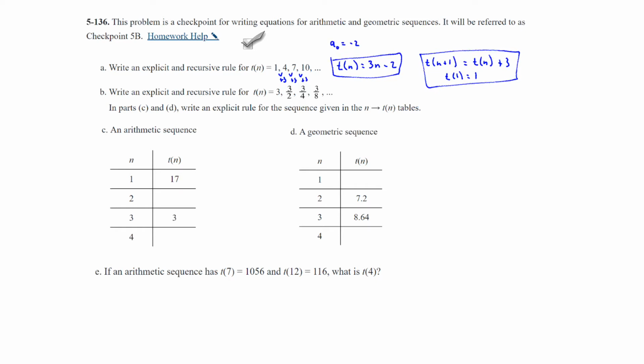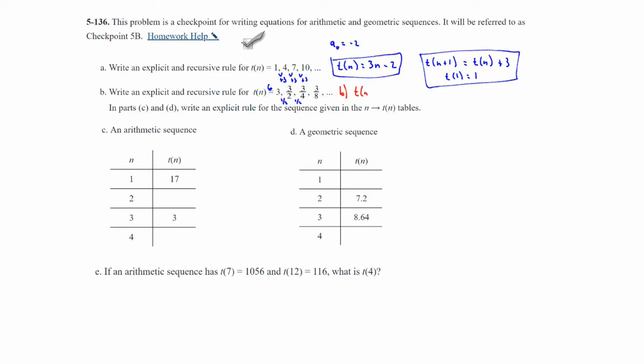Part B, write an explicit and recursive rule for that pattern. So on this one, we're going from 3 to 3/2 to 3/4 to 3/8. It looks like we are multiplying by 1/2 each time. And then we would have to work backwards and divide by 1/2 or multiply by 2, so that would be 6.